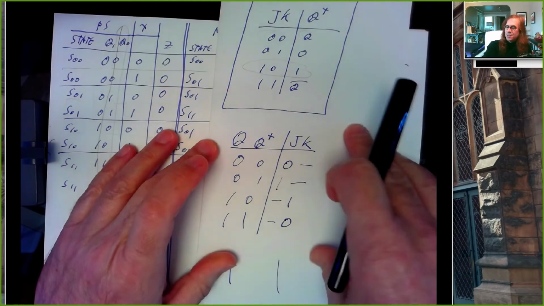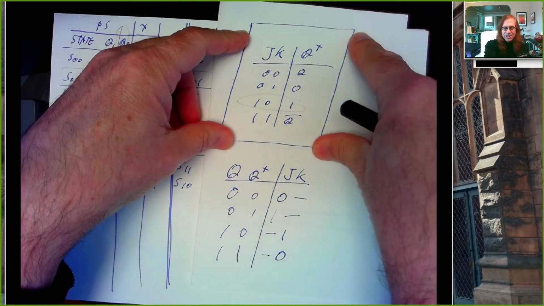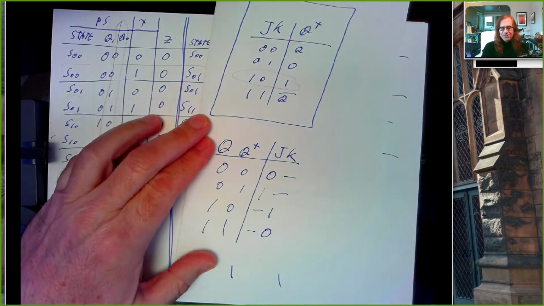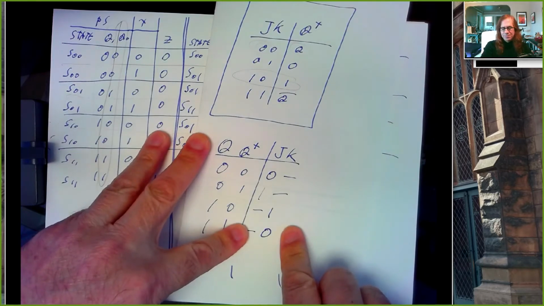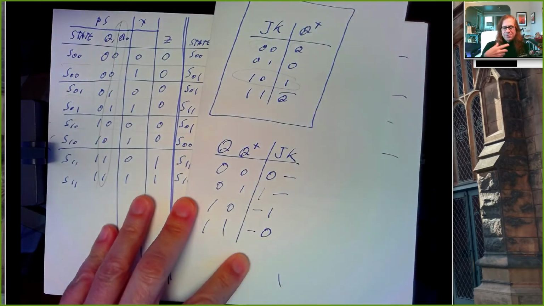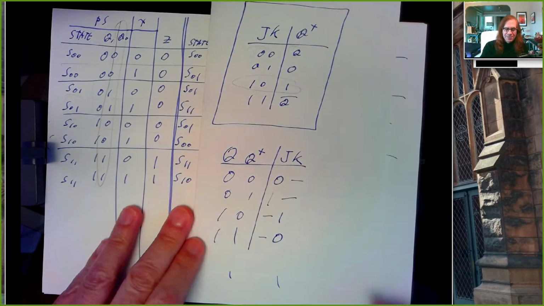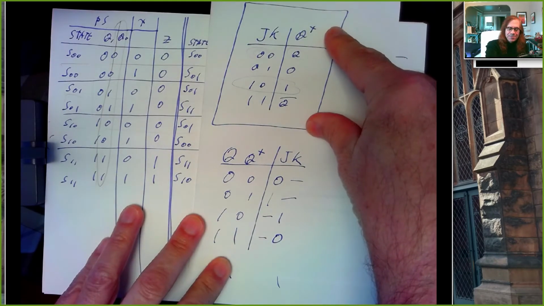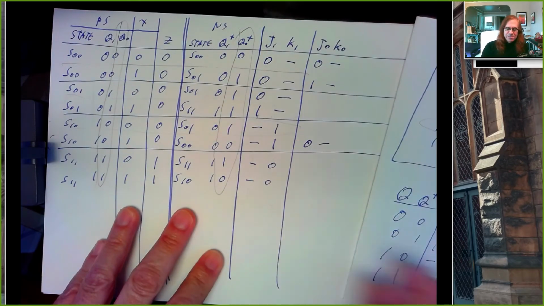So you'll see this in the book. Along with this, this is sort of the truth table of a JK flip-flop. But this is saying if we want the outputs to change from this to that, what should we set the inputs to? So this is sometimes called like an input excitation table or something like that. But we can write this by understanding what a JK flip-flop does. And we can use this when we fill in this state table.